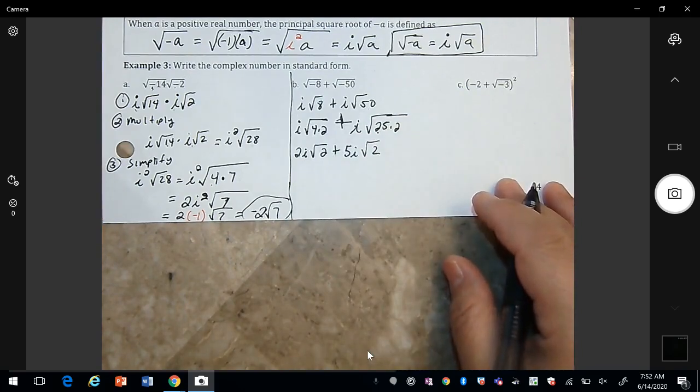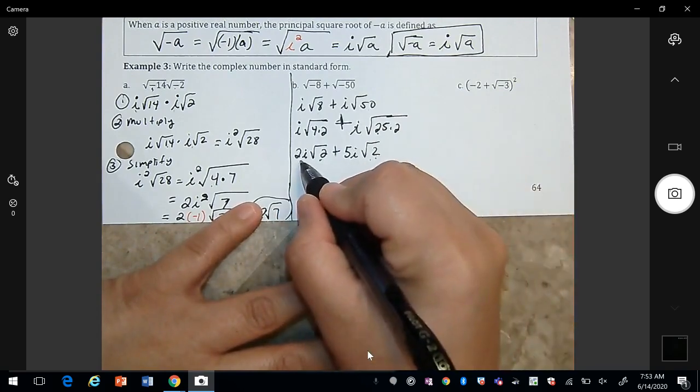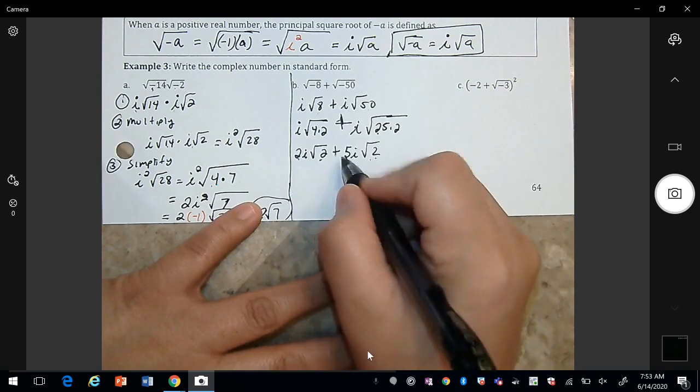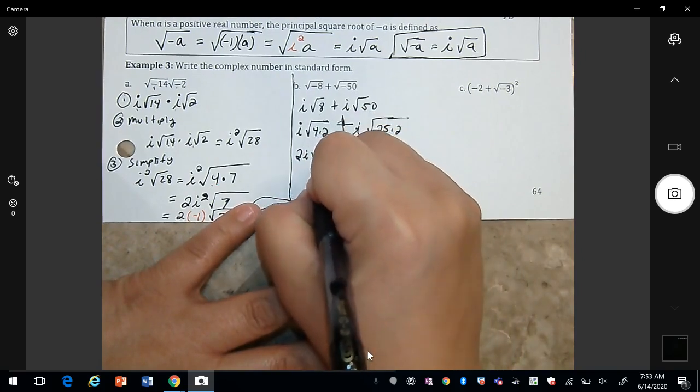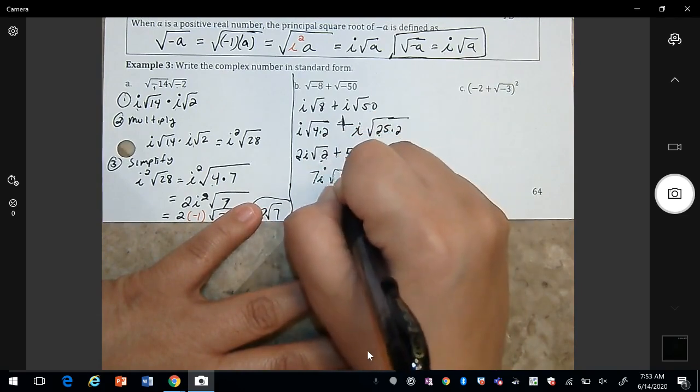And now we can add these together since they have the same radicand. So to add them together, we add the coefficients here. 2i plus 5i is 7i. And then the square root of 2 remains the same.